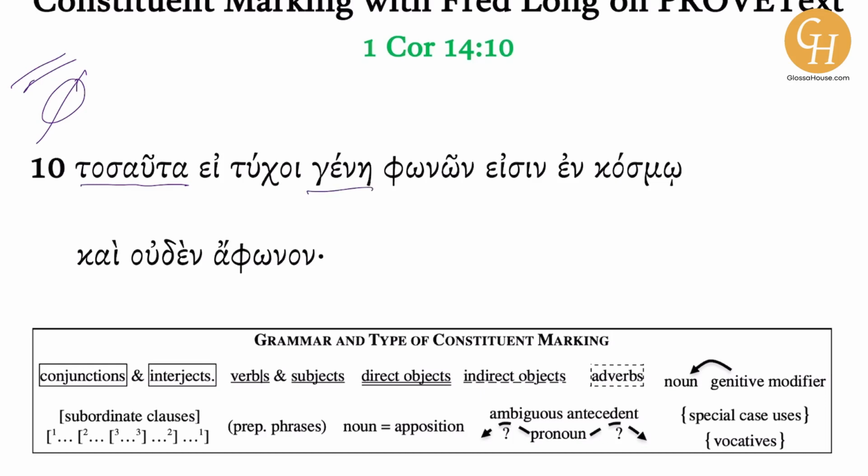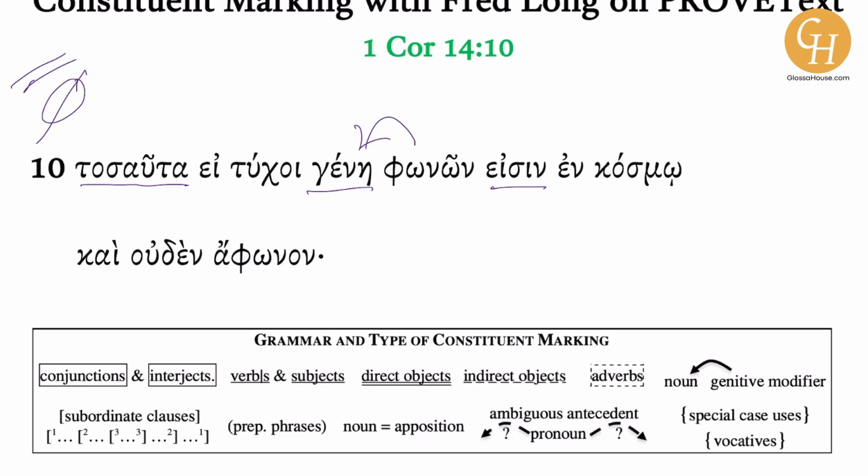genē, kinds, phōnōn. So I'm single underlining these because they are going to be the subject of eisin. Okay, so this is neuter. Genos is neuter. And genē is the accusative or nominative form of genos. And here I'm taking it as the subject. So both tosavta and genē are single underline. Phōnōn, which follows genē, is a genitive plural, voices or sounds.